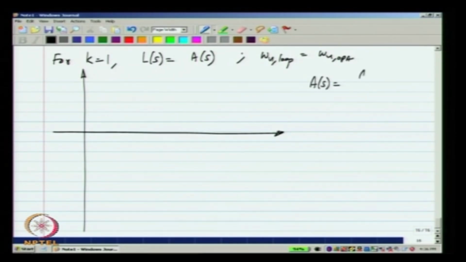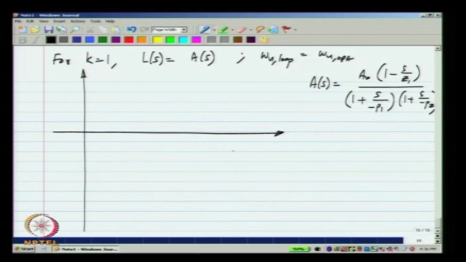A of s is A naught times (1 minus s by z1) divided by (1 plus s by minus p1)(1 plus s by minus p2). Okay. So, as I plotted earlier, you start with A naught and then you have a 20 dB per decade slope in the magnitude plot. We have to make sure that these other poles appear beyond the unity loop gain frequency. Okay.